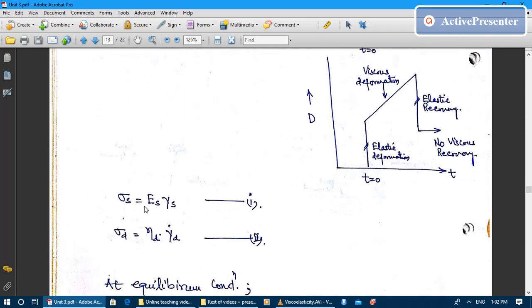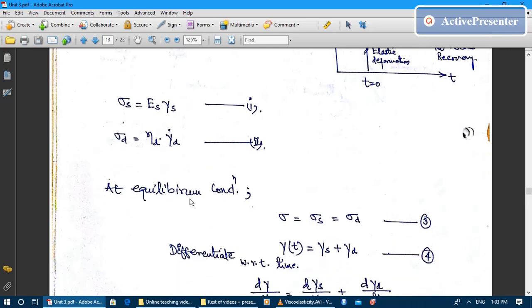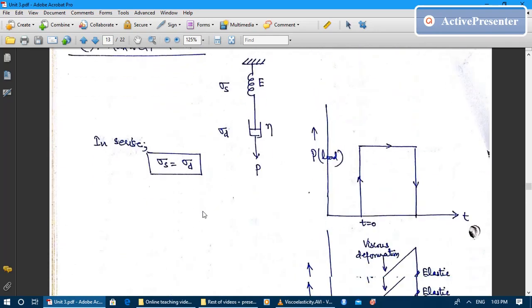Mathematically, we know that the spring is an elastic element. It follows Hooke's law of elasticity, so stress is equal to modulus multiplied by the strain in the spring. And the viscous element is the dashpot. So the stress in the dashpot, sigma d, is equal to the viscosity of the dashpot, eta d, multiplied by gamma dot d, where gamma dot d is the shear strain rate in the dashpot. So these are my two governing equations.